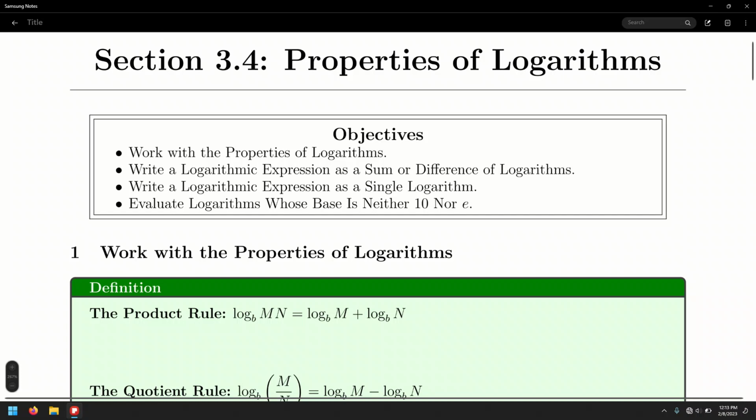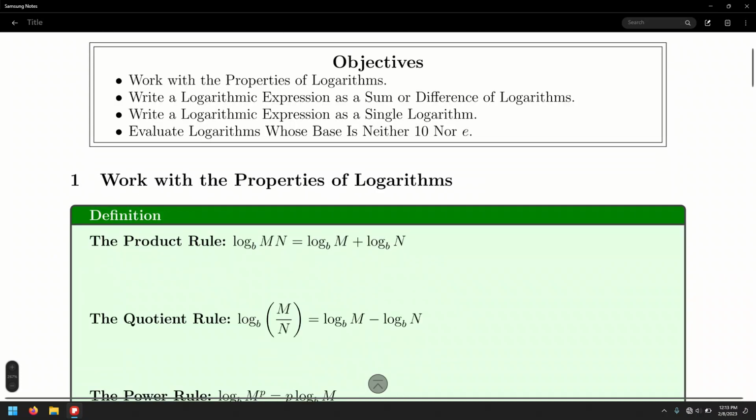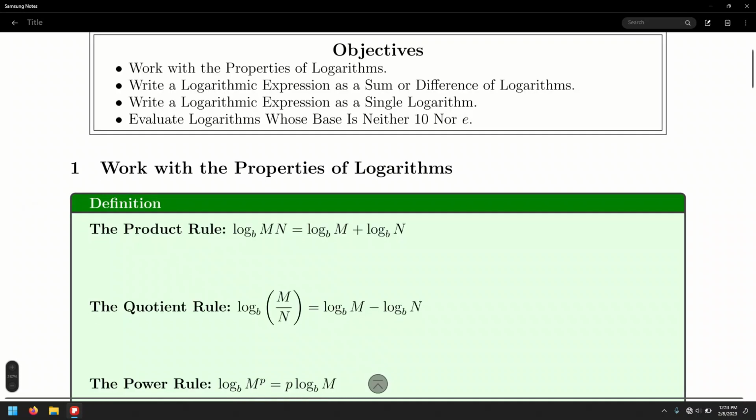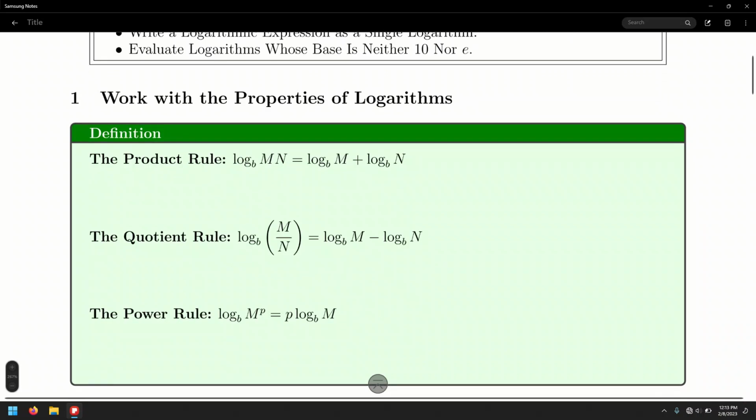And that's something you will use later in calculus and differential equations and other subjects, even in physics and chemistry, a lot in science as well. These properties will help us simplify a lot of expressions and, of course, simplify our work. The three basic properties of logarithms are the product rule, the quotient rule, and finally the power rule.